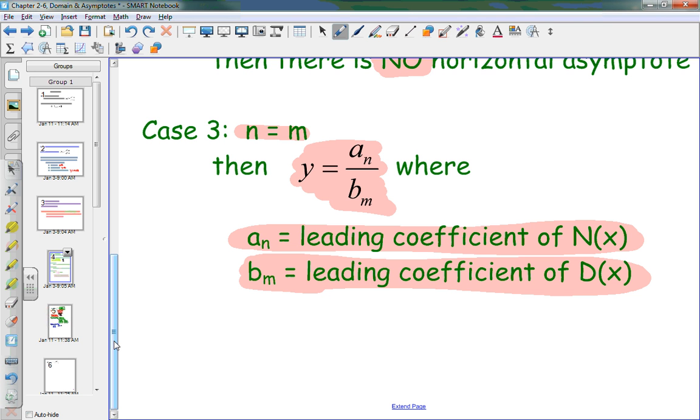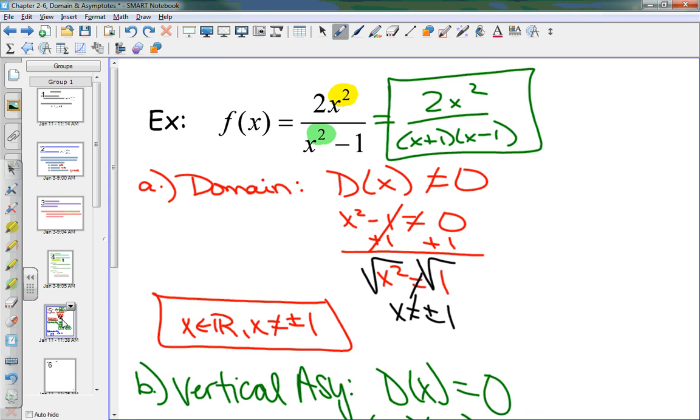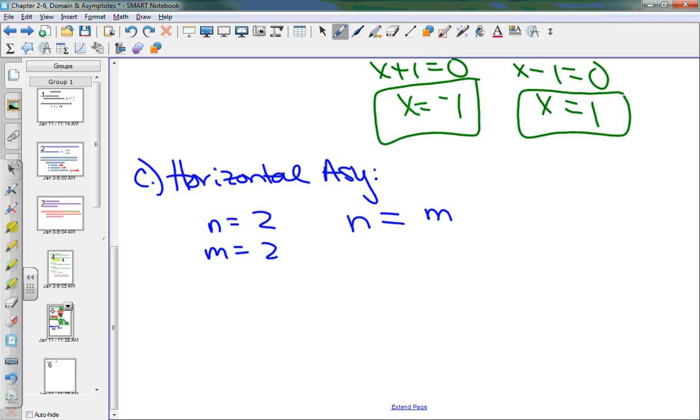Case 3 tells us I now have to compare what? The leading coefficients. So I'm going to have a lovely little equation of y is equal to a sub n over b sub n. What's a sub n?